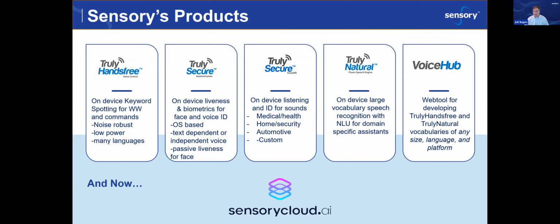Truly Secure Sound ID is another part of our Truly Secure, and it's designed around environmental sounds. So baby cry and dog bark and doorbell and glass break, etc. And we've divided it into some different categories like medical and health, home security, automotive, custom sounds.